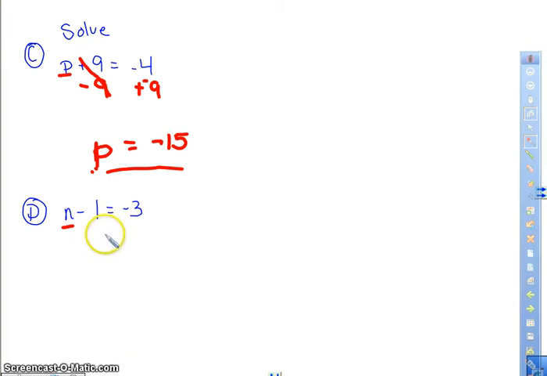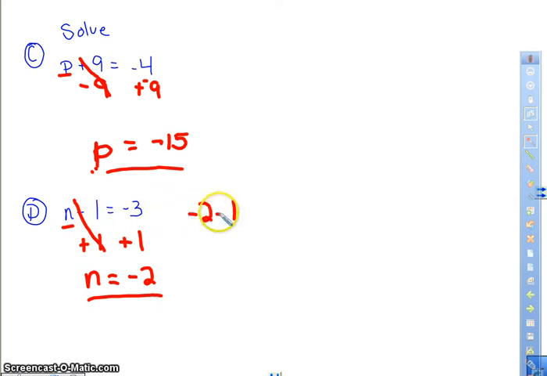When I'm solving for n, I need to get the minus 1 out of the equation. So to get rid of a minus 1 or a negative 1, I'm going to add 1 to both sides. Negative 1 plus 1, they are opposites. They're going to cancel out, and I'm left with n. Negative 3 plus 1 is negative 2. And once again, you can check your problem. Negative 2 minus 1, does it equal negative 3? Now remember, since I'm subtracting, I'm going to add the opposite. Negative 2 plus negative 1 is negative 3. So I know I did it correctly.